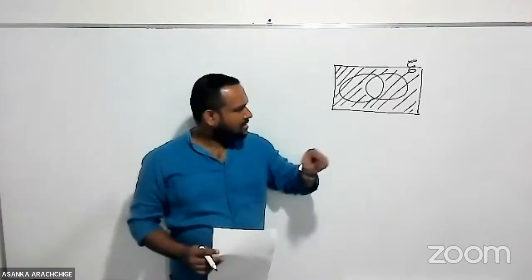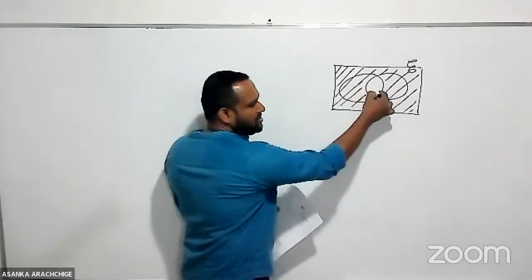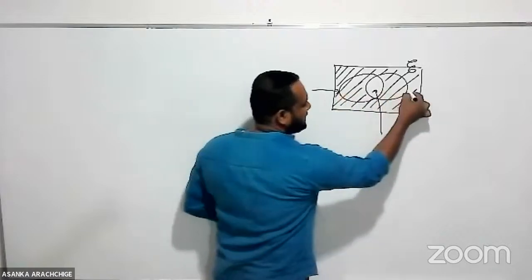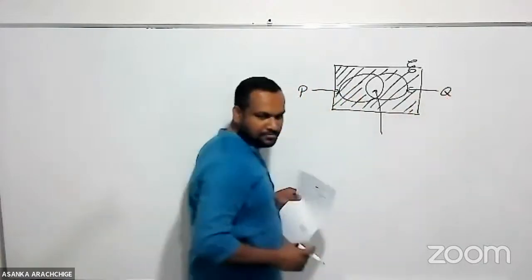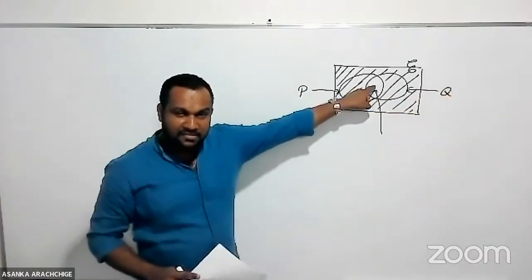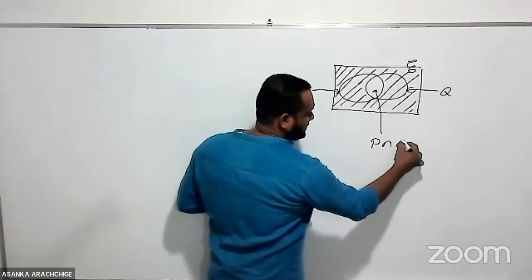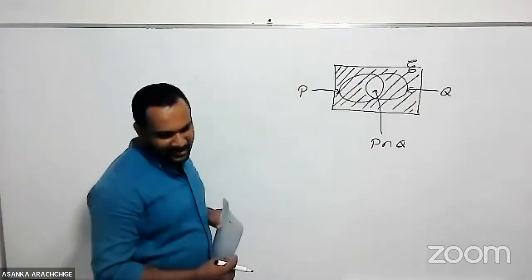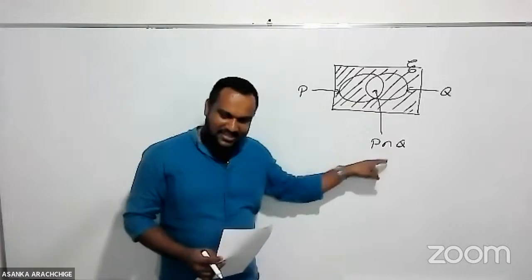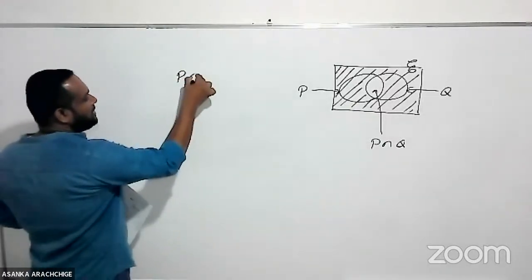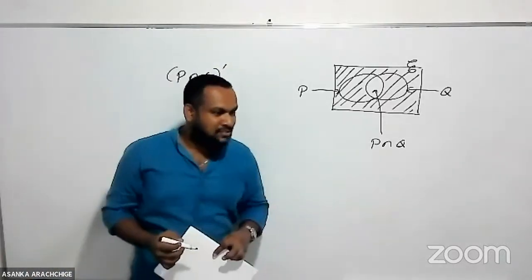Right? Now tell me, what is the region which is not shaded here? The two sets are namely P and Q. This is P, this is Q. So tell me, what is this region which is not shaded? P intersection Q. P intersection Q is the unshaded part. Then what should be the shaded part? The complement of this. Answer: P intersection Q dash. Correct? Correct.